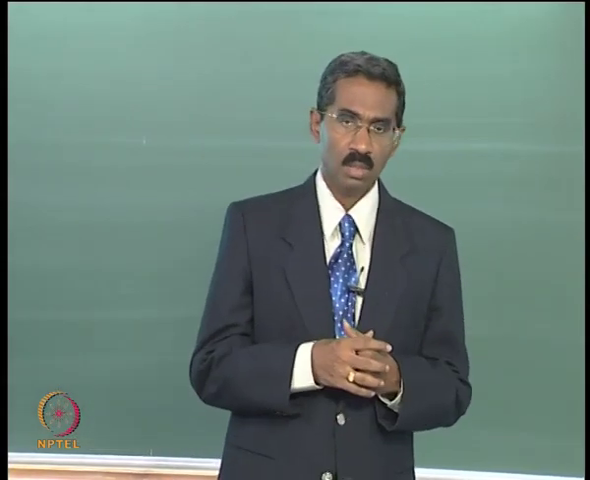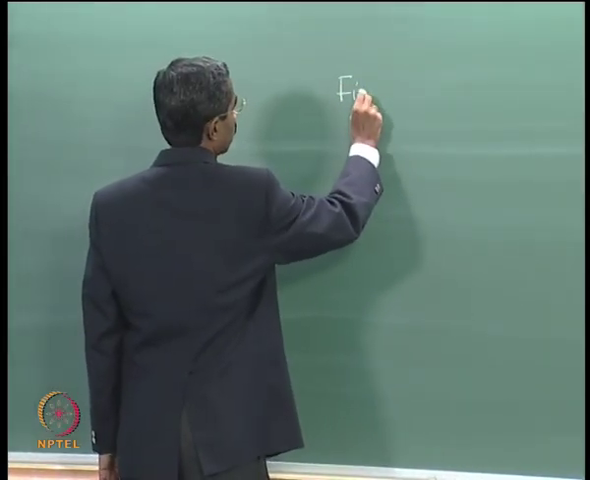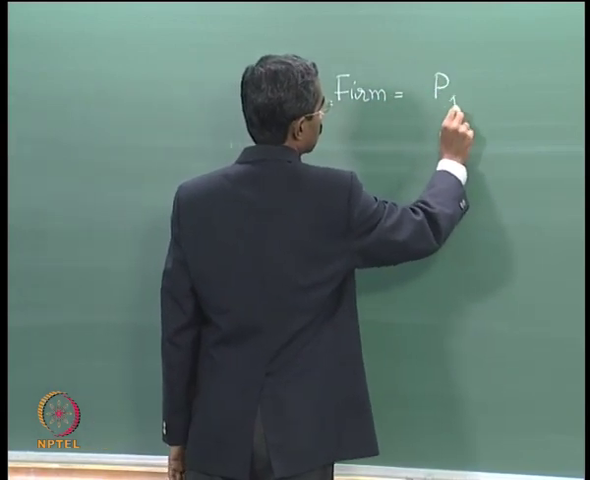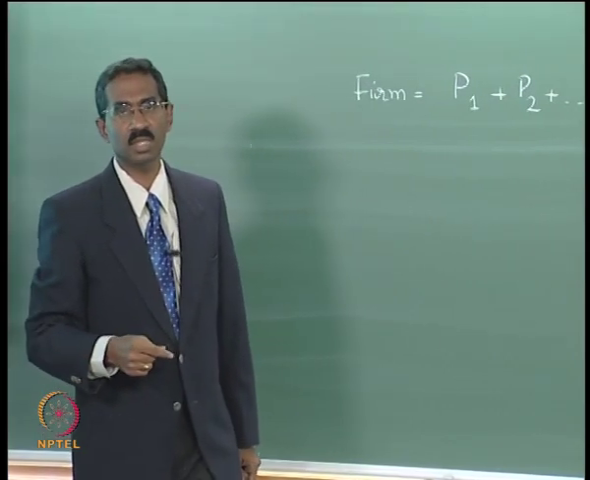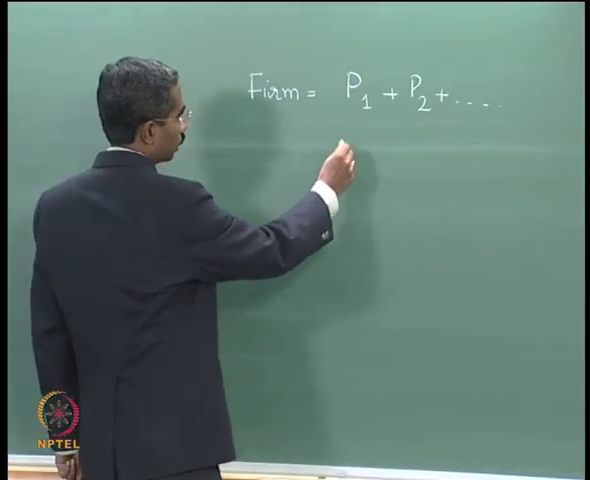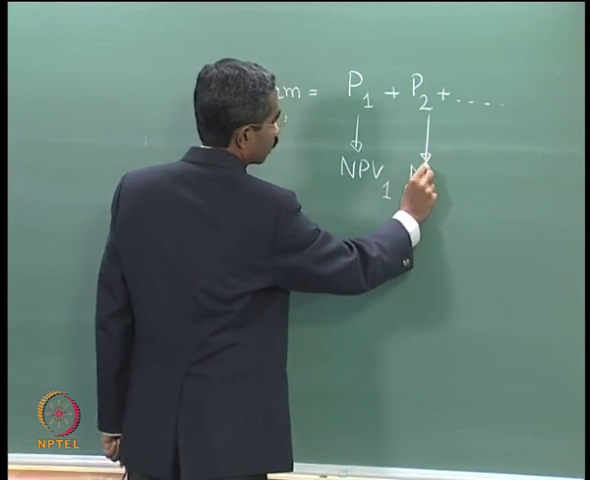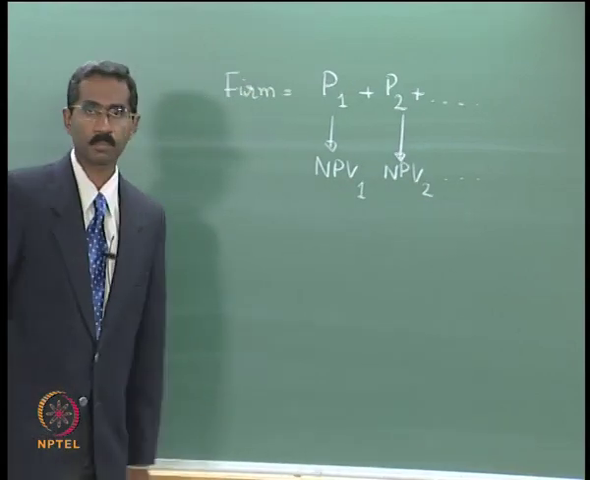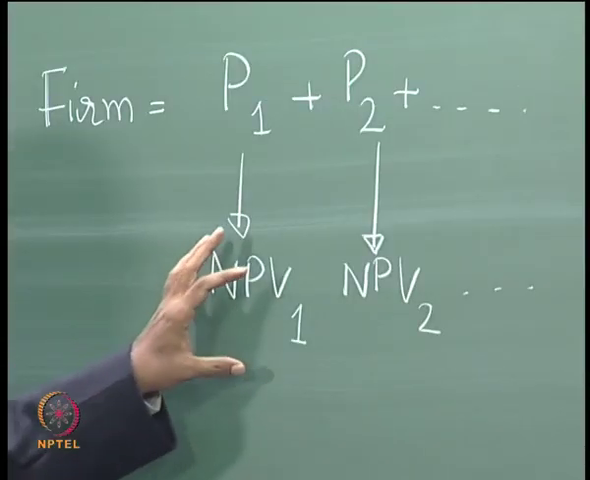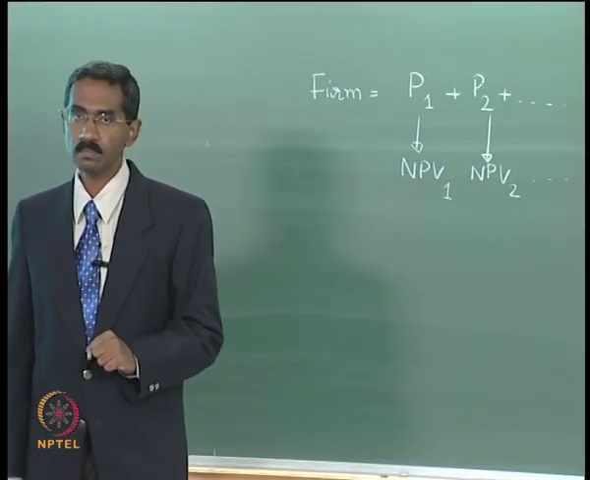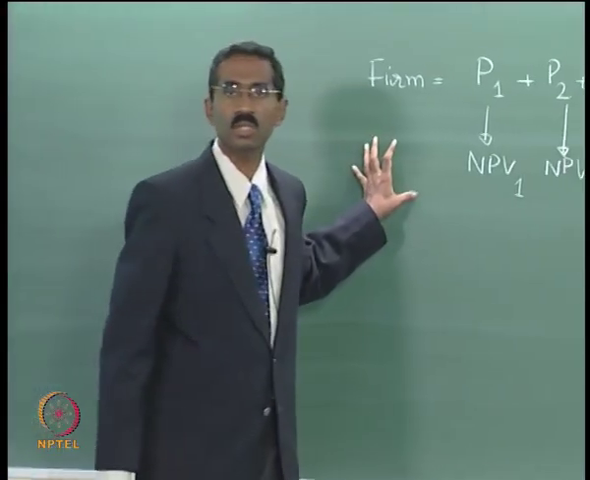So what is actually a firm? If you want to illustrate, the value of the firm is nothing but the series of projects, and if you assume that each and every project has a net present value, project 1 has net present value 1, project 2 has net present value 2, and so on. Seen from this perspective, the value of the firm is nothing but the sum of all the net present values of the individual projects. Now if a firm takes up a project that has a negative net present value, that reduces the overall value of the firm.